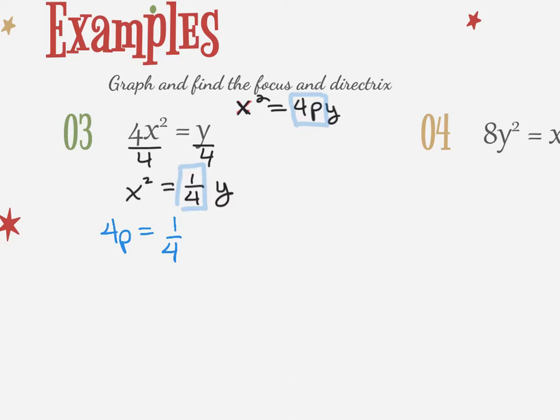I'm dividing both sides by 4 to get p by itself. Now, if you're not sure how to do this, you're doing 1/4 divided by 4. You can make the 4 a fraction, do a keep flip change, and it's really 1/16 after you keep flip change and multiply. So p equals 1/16.